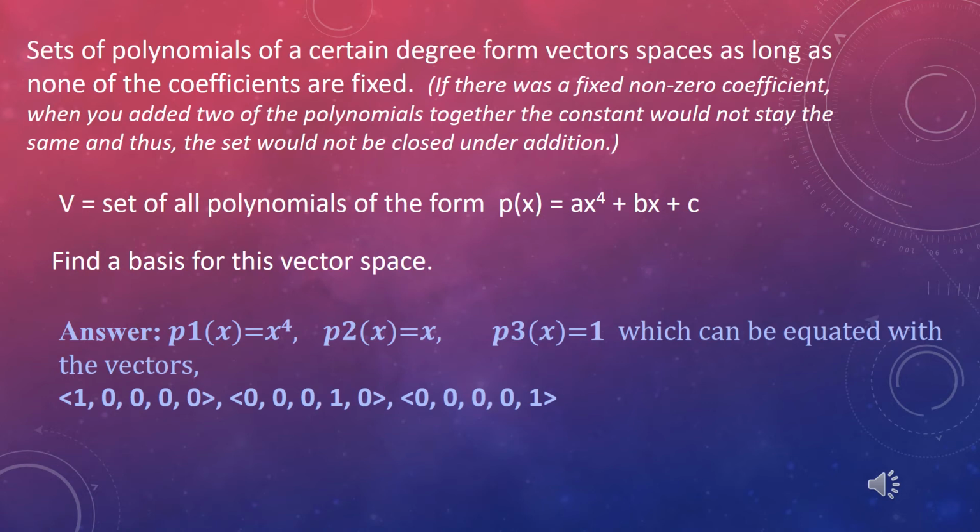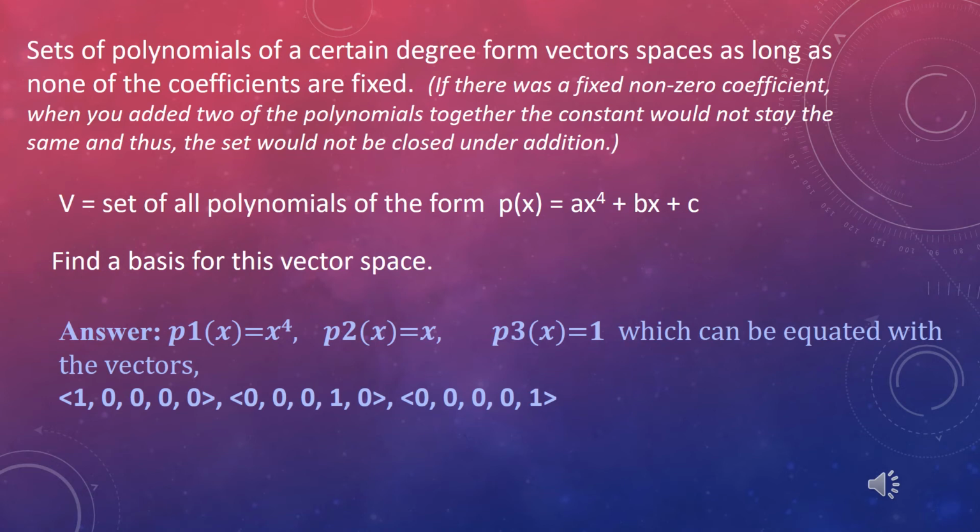A basis for that set would be the simple polynomial x to the 4th as one element. A second element in the basis would just be x, and a third element in the basis would be 1. So I just need 3 objects in my basis to span and create all polynomials of that form. And by the way, those 3 objects can be equated with the vectors (1, 0, 0, 0, 0), (0, 0, 0, 1, 0), and (0, 0, 0, 0, 1).